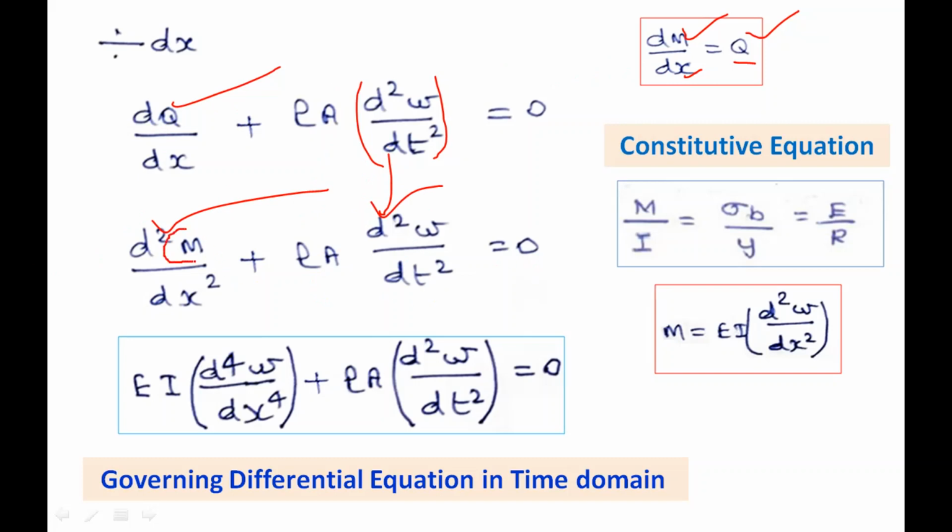Now this M is the bending moment. This bending moment should be replaced with the variable w. How to replace that? By using the constitutive equation. What is the constitutive equation we are going to use here? That is the bending equation, because it is a beam problem. We have to use the bending equation as the constitutive equation. What is the bending equation? M by I is equal to sigma by y is equal to E by R. So here M is equal to EI by R. That 1 by R is nothing but d square w by dx square.